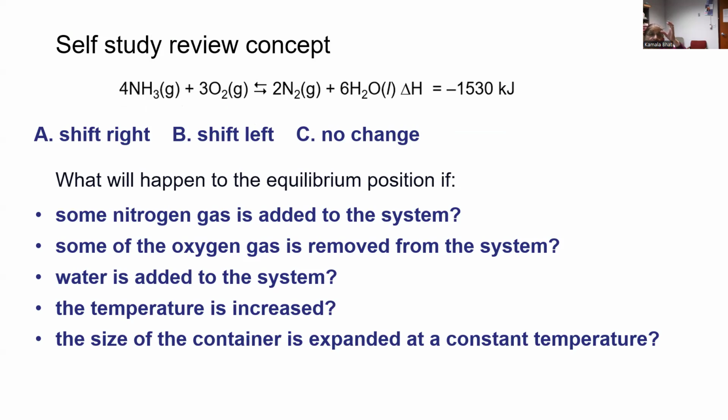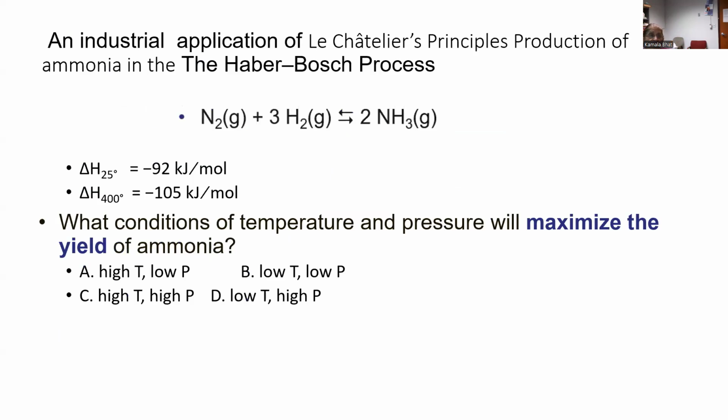with the factors disturbing the equilibrium, you get a full set of questions, and so you can sit and practice it. Now, one of the applications of Le Chatelier's principle is the production of ammonia in the Haber-Bosch process.